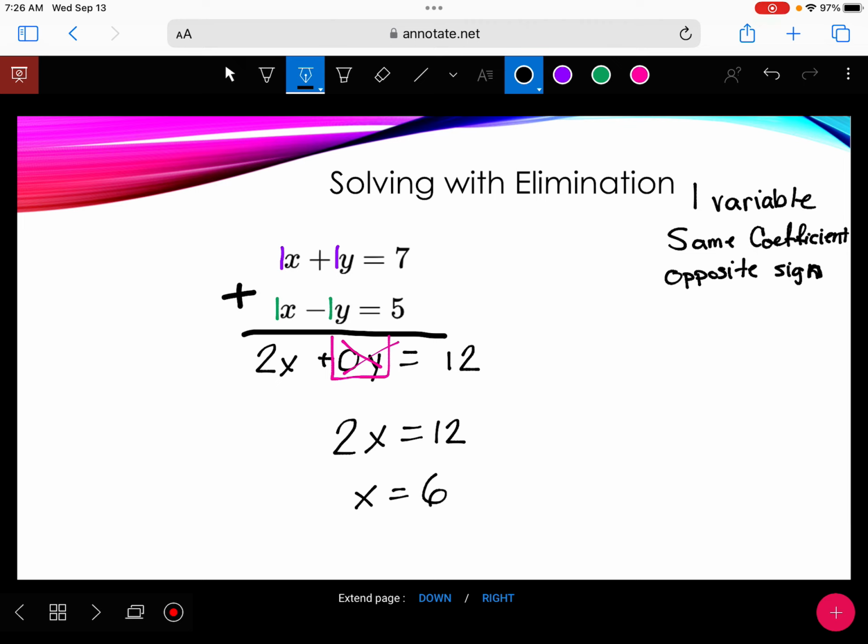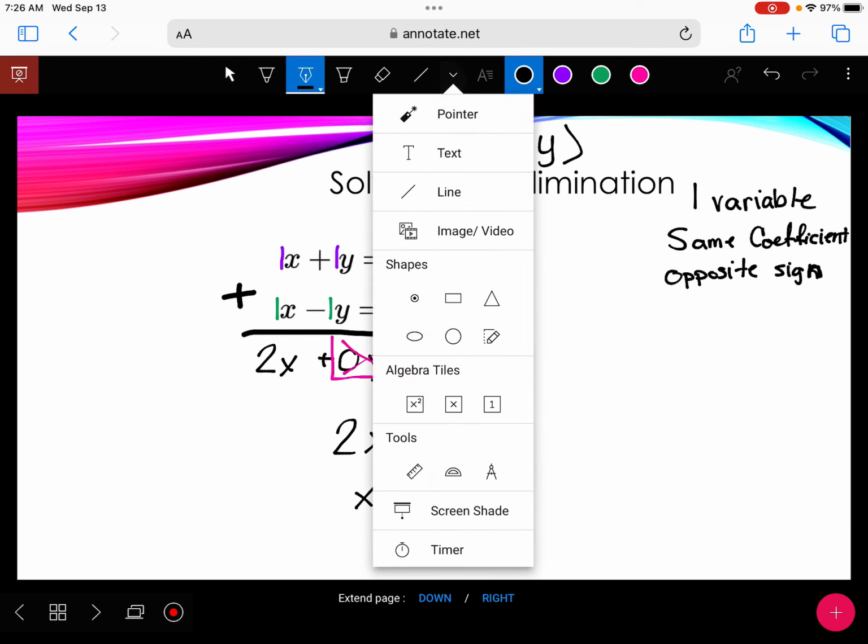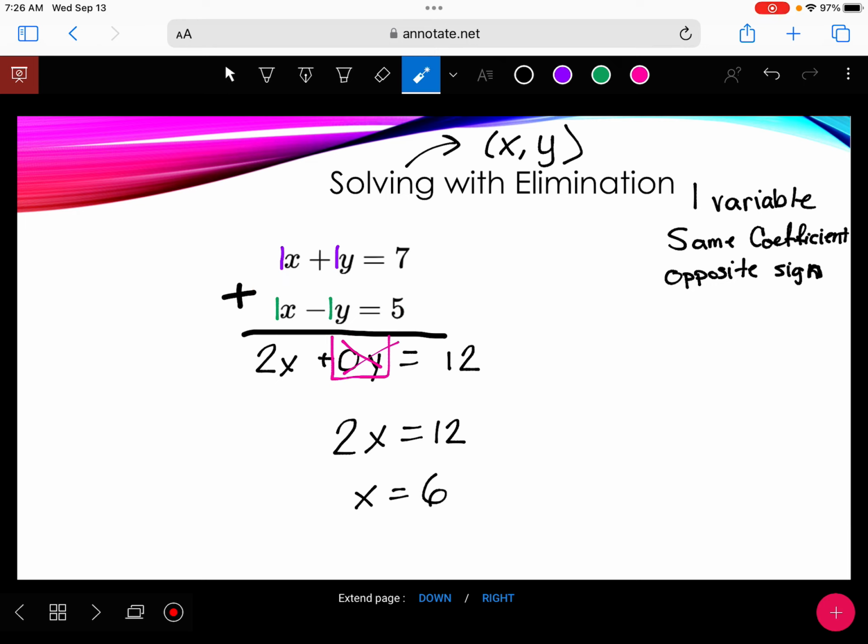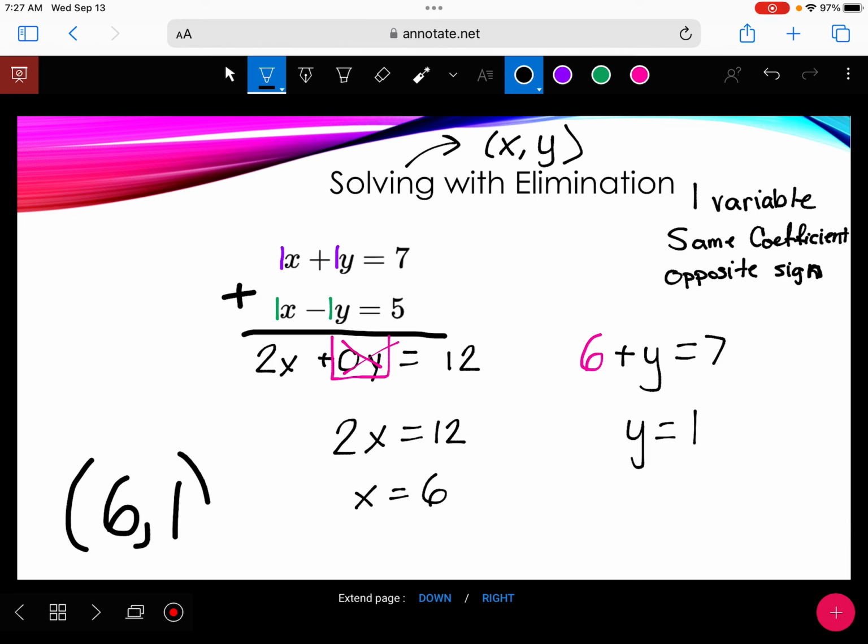Systems of equations, again, means we're going to have an x, y point. Since I have x equals 6, I need to figure out what y is. We take any of our equations and we substitute it in. So my x is 6. I can take that first one, 6 plus y equals 7. What does y equal? y equals 1. So our solution is the point 6, comma 1.